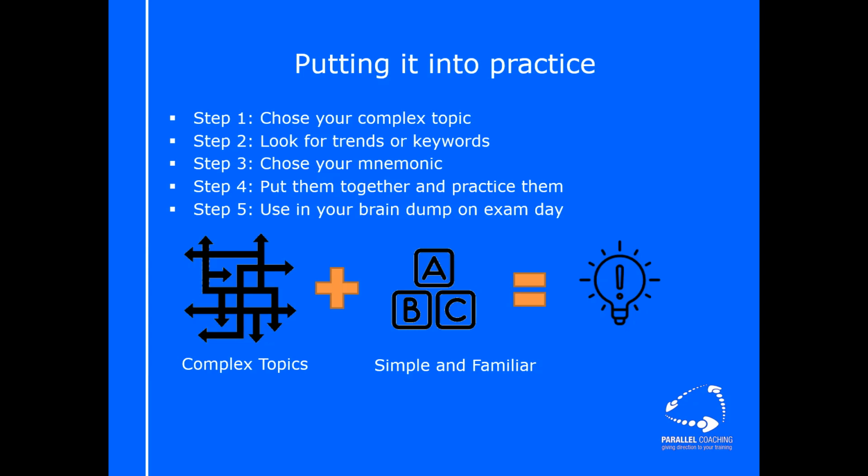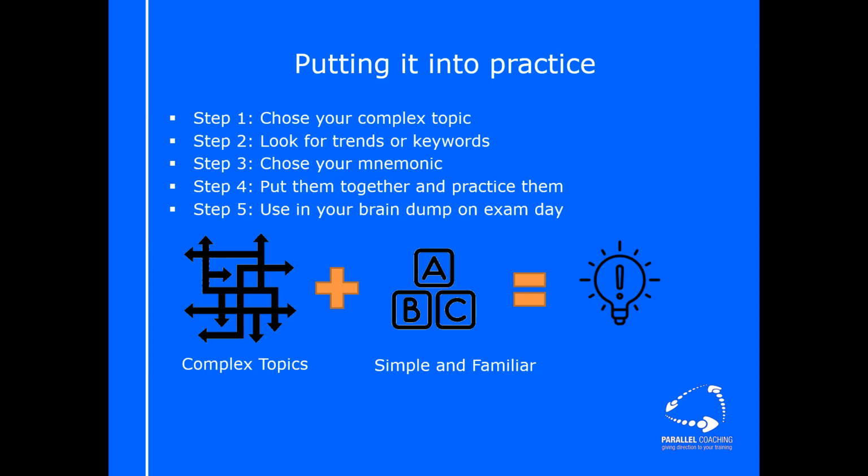So in order to do this, you would basically practice going over this mnemonic over and over again. And then once you've done that, when you get into your exam, step 5 is to use that mnemonic by just scribbling it down on your scrap bit of paper before you start your exam. Obviously, once the invigilator says you may now begin, you scribble it down and then you can use that for reference throughout the exam.